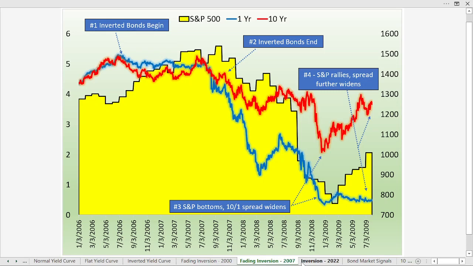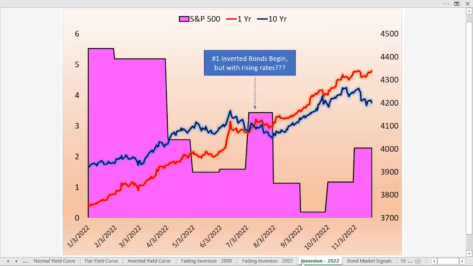What's different? Starting January 2022, the blue line is a 10-year bond, the red line is a 1-year bond. We have a normal yield curve, the 10 is above the 1. All of a sudden in July, and we have a choppy S&P 500. It's not a fast move. Remember, in 2007, the stock market actually went up while the inverted bond yield curve existed. So this is not a period of time we normally expect to see weak stock markets. Not yet.